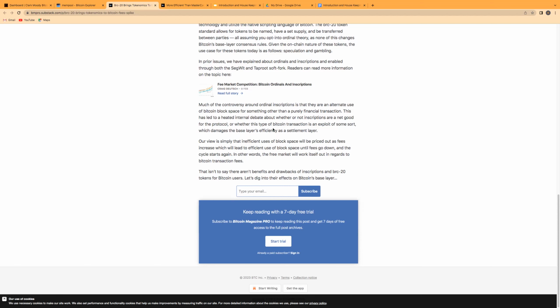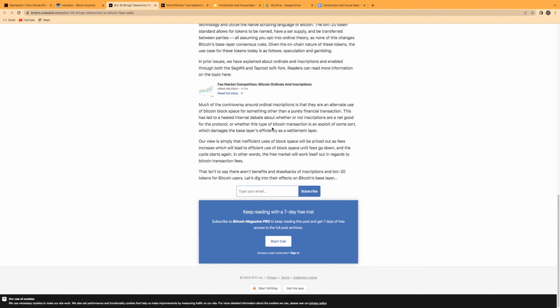efficiency as a settlement layer. The whole point of Bitcoin is that people can carry out transactions on Bitcoin. That's the whole point of it. Now, if it is possible to attach a JSON file or a JPEG onto the blockchain, then good luck to them. Let them do it.